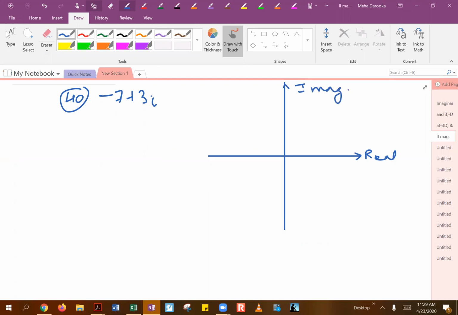So what will be our ordered pair for this complex number that's given to us? -7 and 3. Alrighty, -7 and 3. So that means you're going on the negative real axis, 7 units out, and then going up 3 on the positive imaginary axis, right?